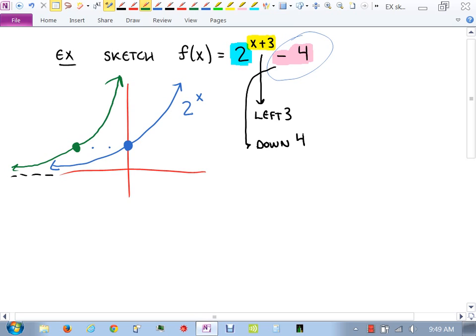Then I need to move this down 4. So I'm going to say this right here is just 2 to the x plus 3. That's just moving it to the left 3. Then moving the whole thing down 4 should just move everything down, right? Now, the green one, did it change the horizontal asymptote? The green shift. No, everything moved to the left 3, but your horizontal just stayed. It's still there. But moving down 4 should move my horizontal down 4 also.